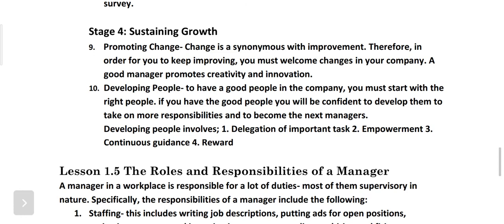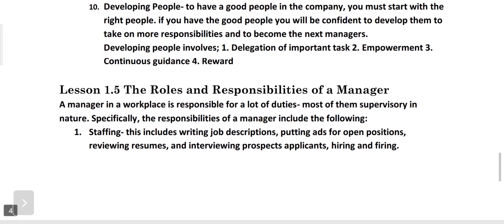Developing people. To have good people in the company, you must start with the right people. If you have the good people, you will be confident to develop them to take on more responsibilities and to become the next managers. Developing people involves delegation of important tasks, empowerment, and continuous guidance and reward.